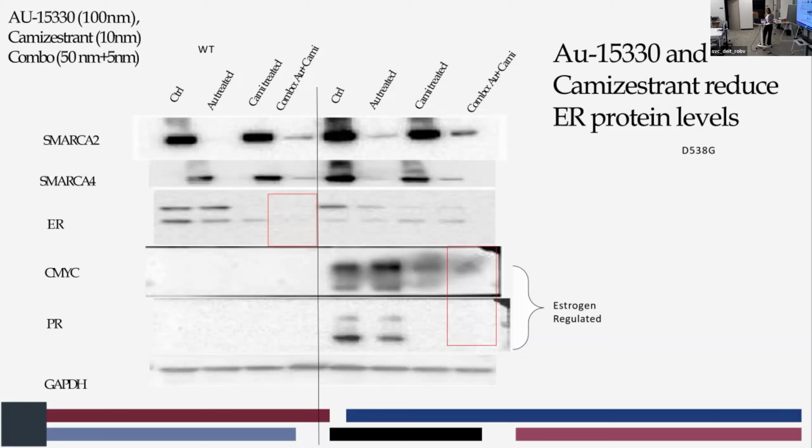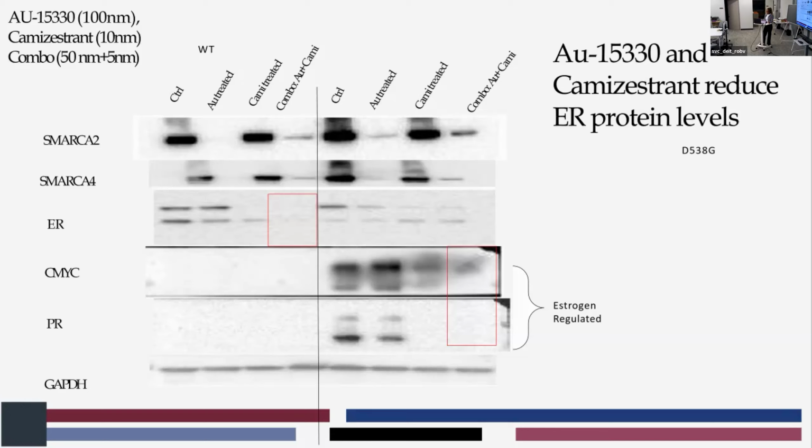So we'll start with the concentrations of the drug: AU alone at 100 nanomolar and Cami alone at 10 nanomolar. SMARCA4 was degraded by AU, as you can see in this second column. It degraded it well, but it doesn't do so well degrading the others, ER and c-Myc.